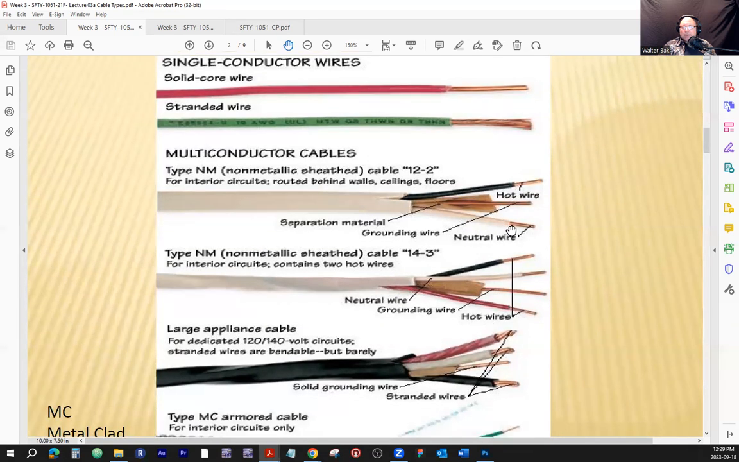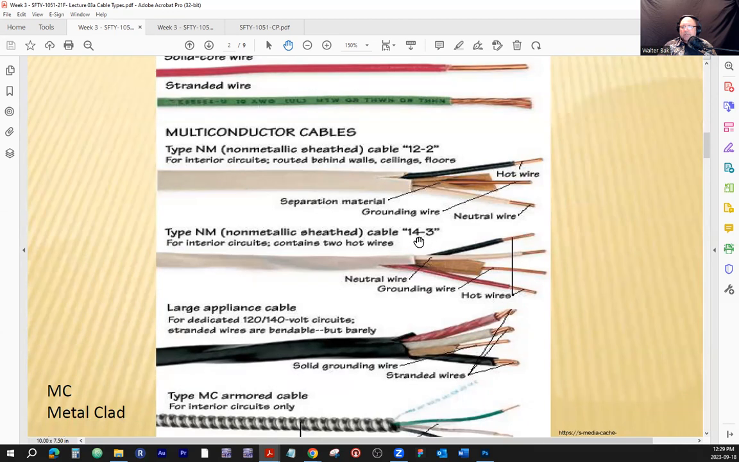So we have an example here of, what do we have? A neutral wire, a hot wire, and a grounding wire or bonding wire. And this is gauge 12, so it's thicker than gauge 14, and has two current carrying conductors. So we are going to call this 12-2, even though it has 1, 2, 3 physical conductors there, but only 2 of those are considered current carrying conductors.